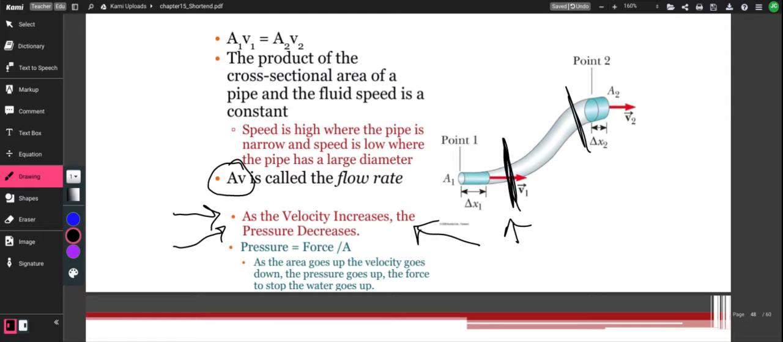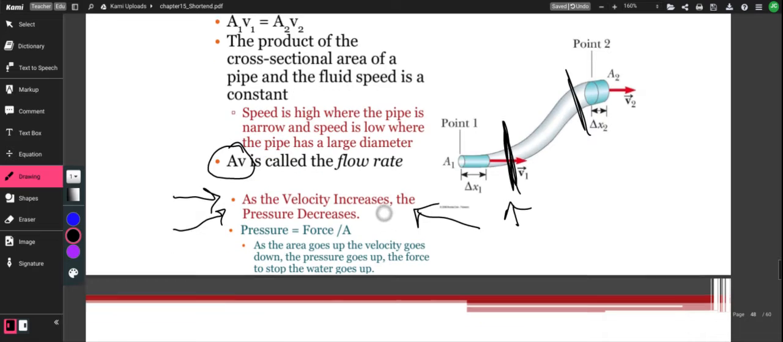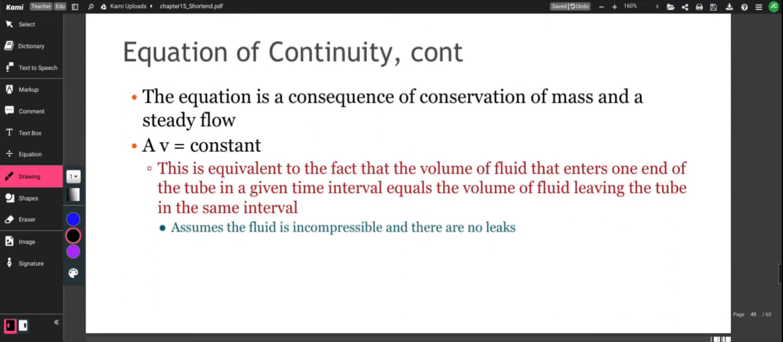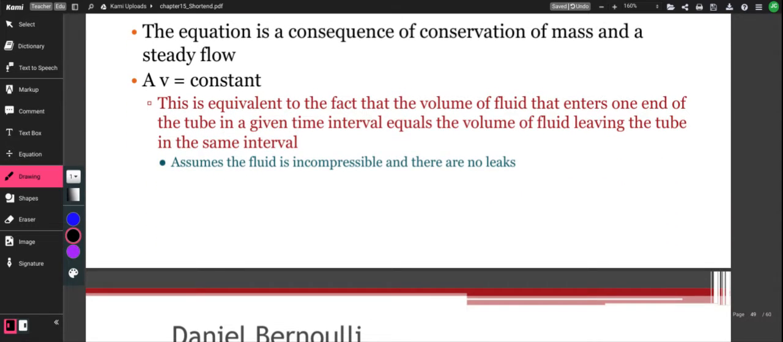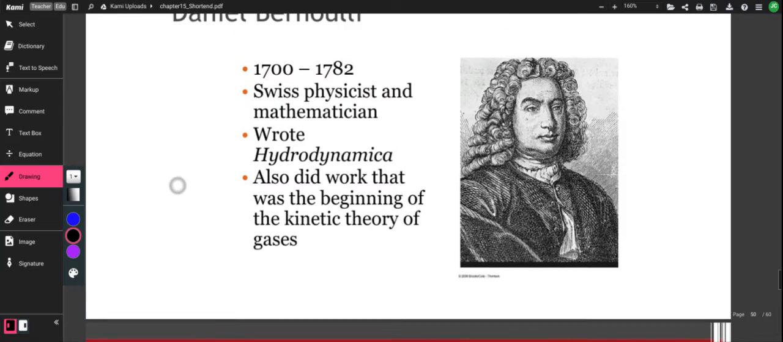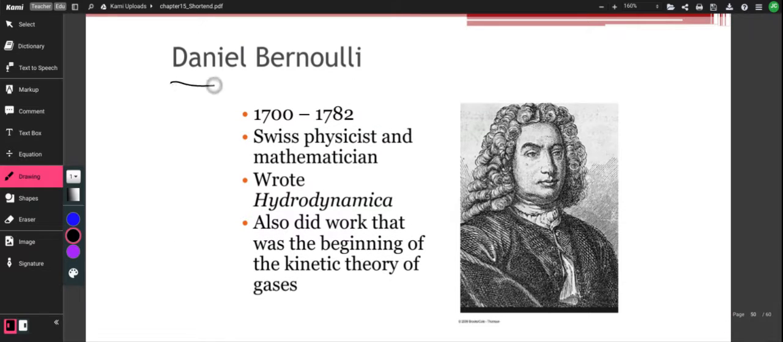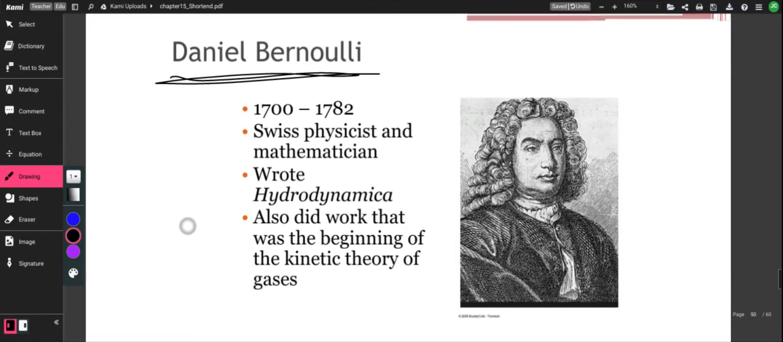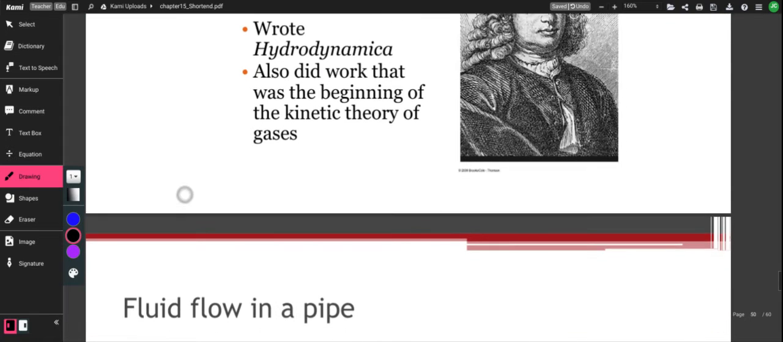Less atoms are coming out at any given instant, but in one second, the same amount of water is coming out. So it's flowing out faster. It's moving out of the way faster. And so that is the continuity principle. This leads us to the main focus of today, Daniel Bernoulli. There he is, Swiss physicist and mathematician, who studied fluid dynamics.